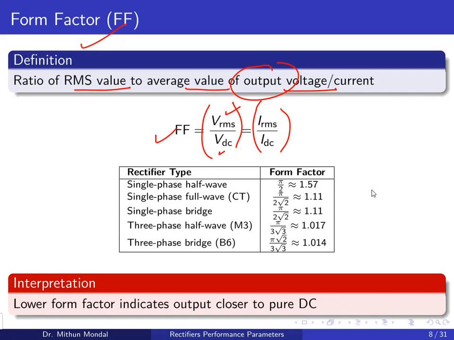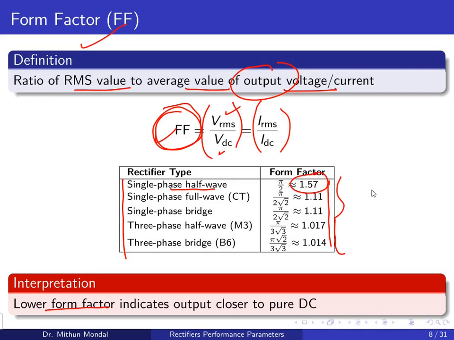So we are converting AC to DC, and this form factor is determined for the different configurations, similarly to the rectification ratio. We can see the different configurations from single phase to three phase and their corresponding form factors. Form factor is quite good when we talk about the different configurations. For single phase half wave, it is 1.57.